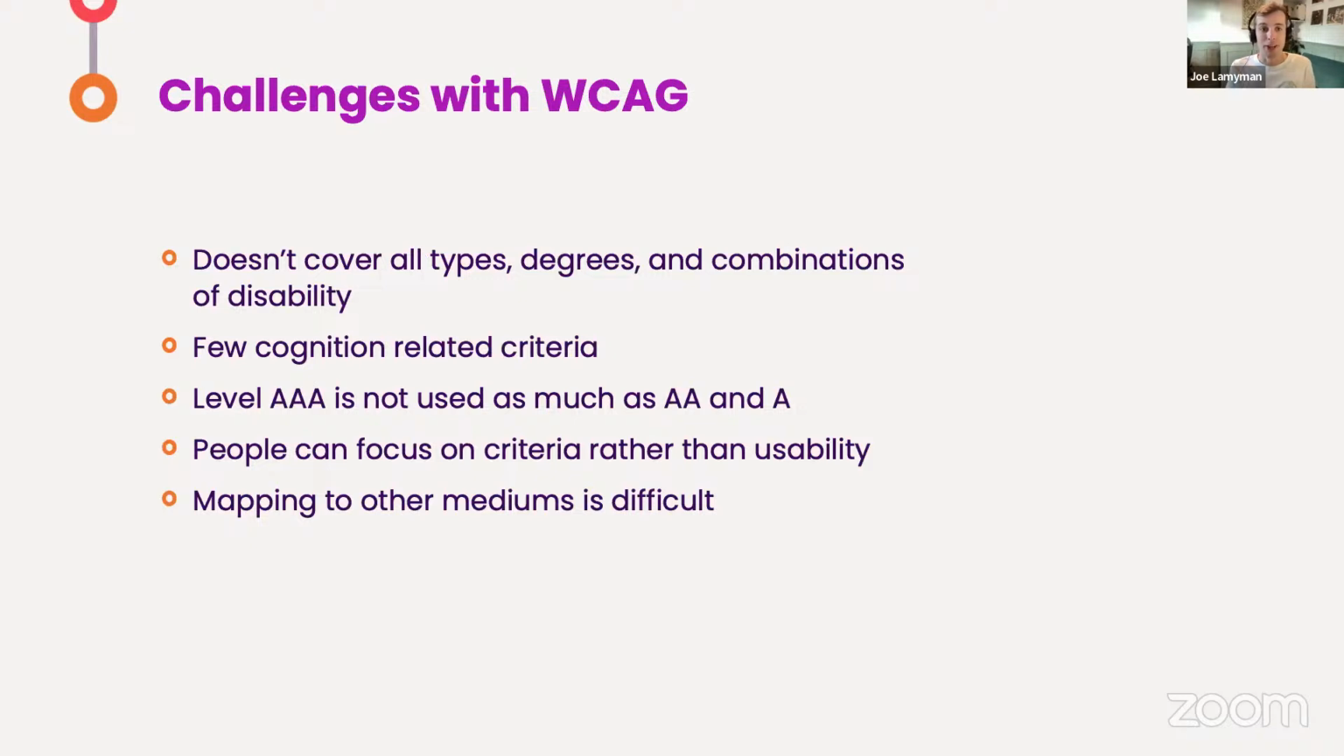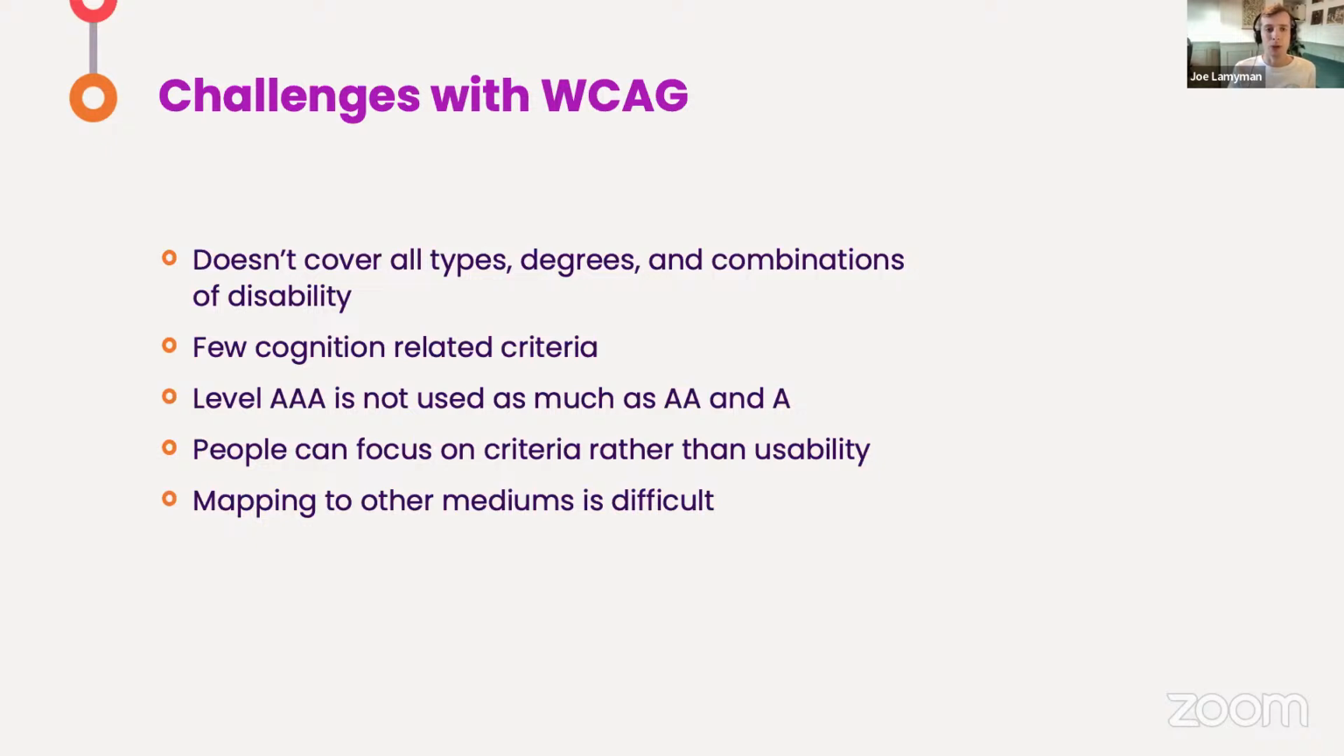So focusing on XR, there are a number of challenges with WCAG. It doesn't cover all types, degrees, and combinations of disability. And I think this is quite important when we talk about XR, because within XR, there are a lot of different interactions and types of interactions that people might not be familiar with because they differ quite a lot from typical web use or mobile use. So there's a lot more to think about. And yeah, WCAG doesn't cover a whole range of disabilities. It also doesn't cover different combinations and degrees of disability.